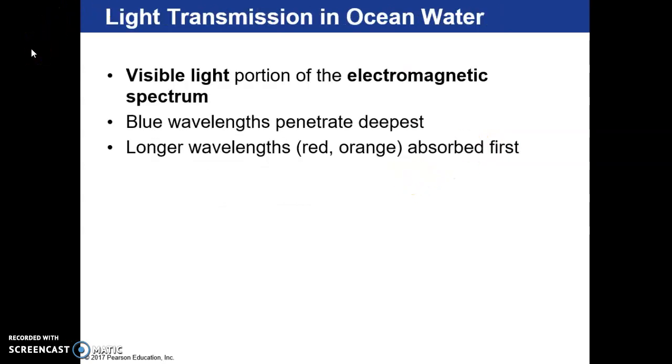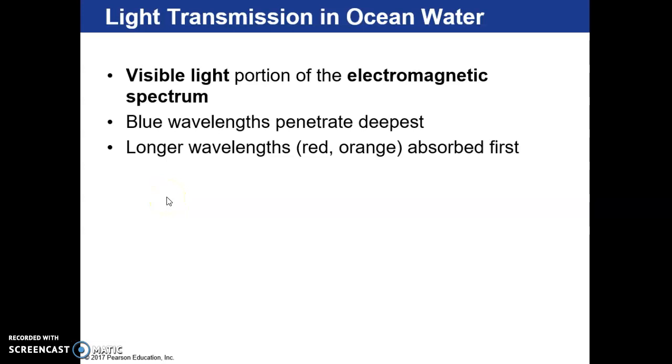Light transmission into the ocean water is what we need, obviously, for photosynthesis. But when we look at visible light, which is the portion of the spectrum that we see, we understand that blue wavelengths penetrate the deepest into the ocean. That's why the ocean looks blue. Your longer wavelengths of red and orange are absorbed first. So this is why we don't see those colors when we look at the ocean.